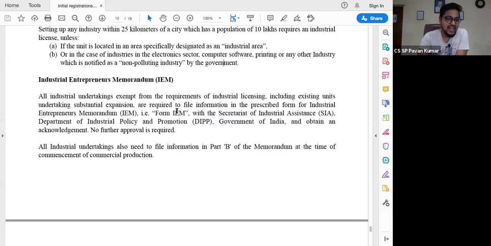So what does this IEM normally refer to? All industries undertaking exempt from the requirements of industrial licensing, including existing units undertaking substantial expansion, are required to file. So whether I'm a new unit, or an existing unit going for an expansion, in all cases I'll have to file an Industrial Entrepreneur Memorandum in Form IEM with the Secretariat of Industrial Assistance, Department of Industrial Policy and Promotion, Government of India.